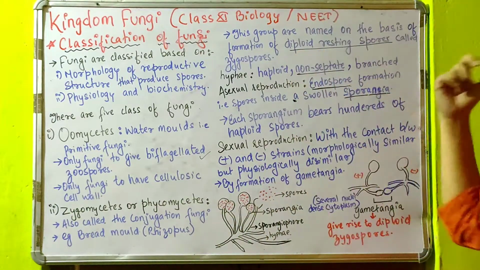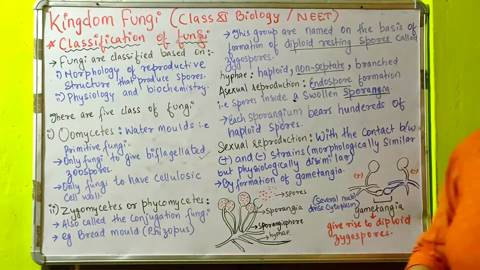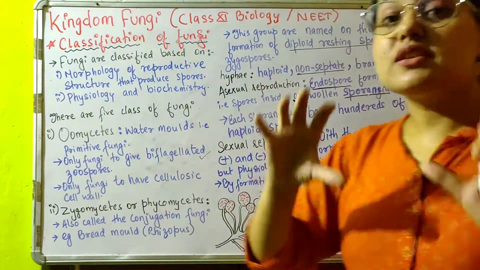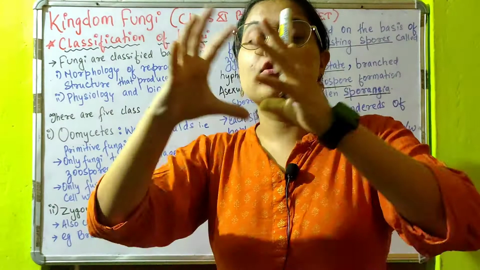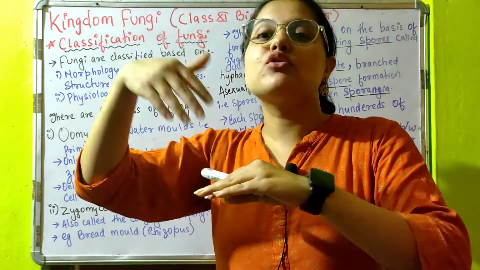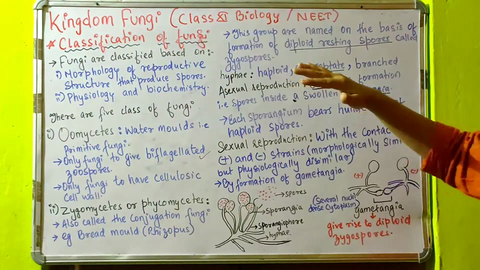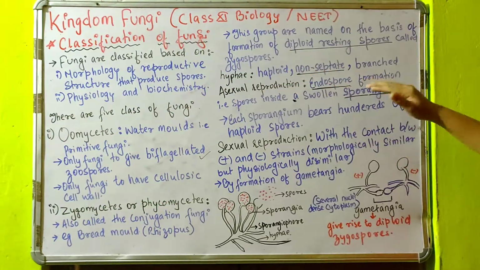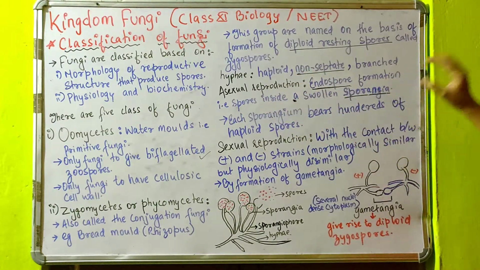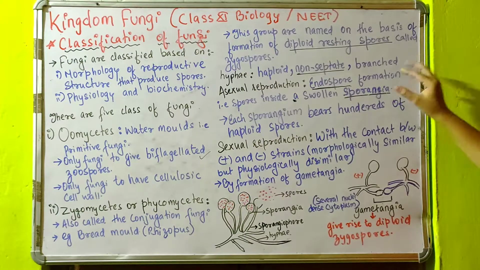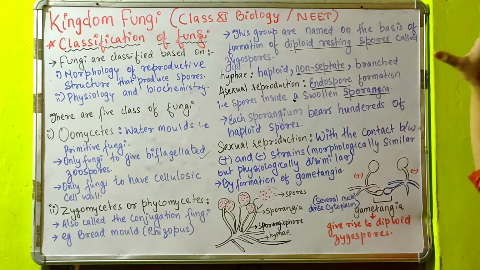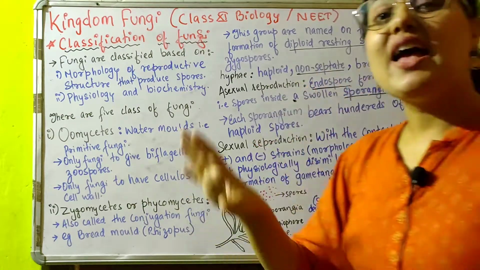Now asexual reproduction: they reproduce with the help of endospore formation. Endospores means the spores inside any kind of sac or bag are known as endospores, and spores freely outside the body are known as exospores. Asexual reproduction is by endospore formation, that is, spores are inside sporangia, and we will be knowing what sporangia are also. Each sporangium bears hundreds of haploid spores.